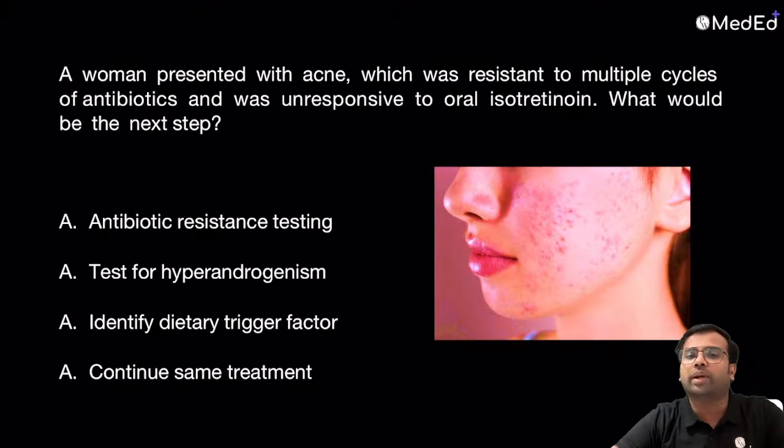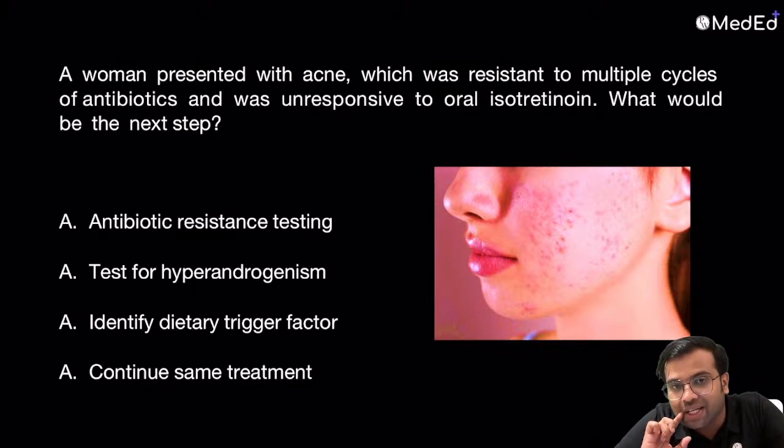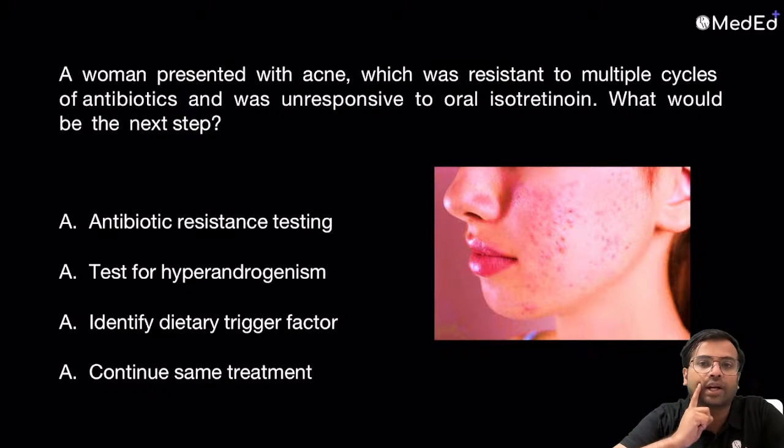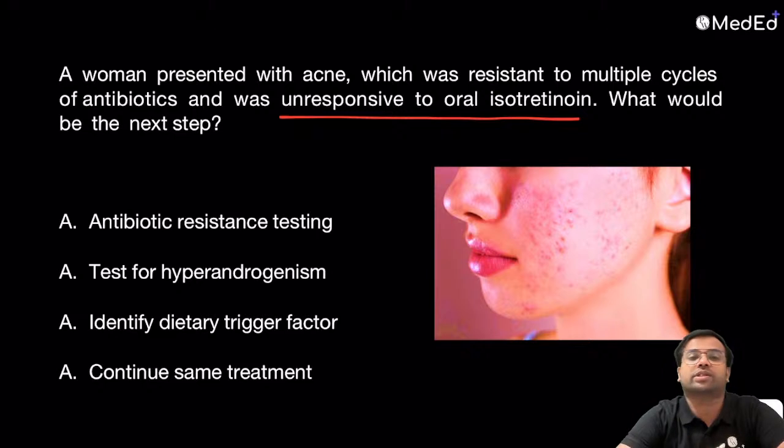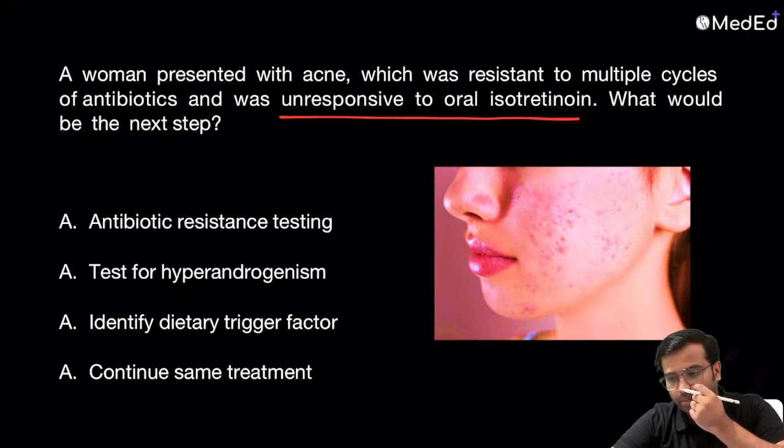Now, this is something more complicated because we know that the wonder drug that we can use in acne is retinoid. It can be topical retinoid, it can be oral retinoids like isotretinoin, but this patient was unresponsive to oral isotretinoin and multiple cycles of antibiotics. It can be clindamycin, oral doxycycline, oral minocycline was given, but the patient was resistant to all these things. Now, in this case, what will you do? Will you go for an antibiotic resistance testing? Will you test for hyperandrogenism or identify any dietary trigger factor or continue the same treatment?